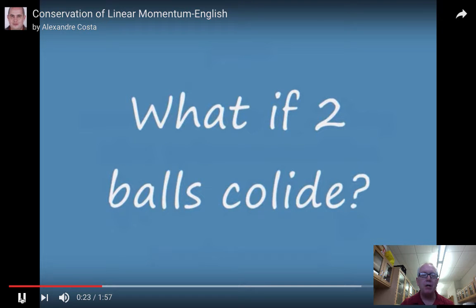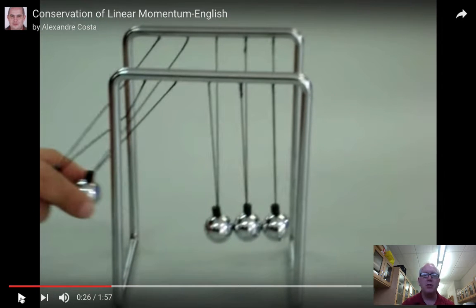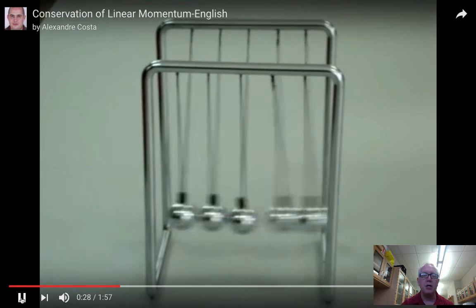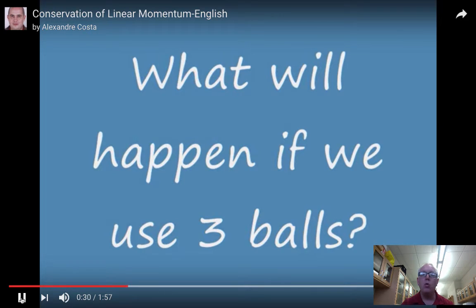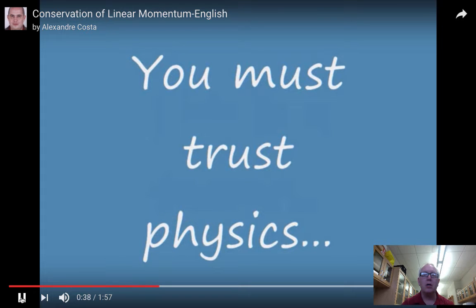So how about if two balls collide? What's going to happen? Can you make a prediction? What do you think is going to happen? Can you picture it? Well, here we go. Two balls flying out the other side, back and forth. Whoa, well there's only 5 of them. What happens if we pull 3 balls back? How are we going to conserve momentum there? Well, let's see what we got going on here.